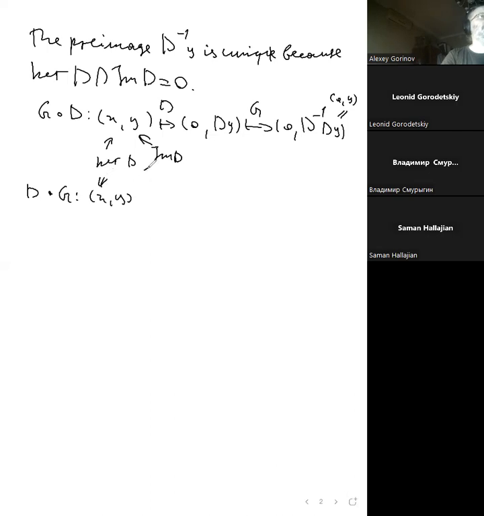This is inside here. This is inside here. It goes to 0 d minus 1 of y. This is g. This is d, and the result is 0 d minus 1 of y, which is 0 y.